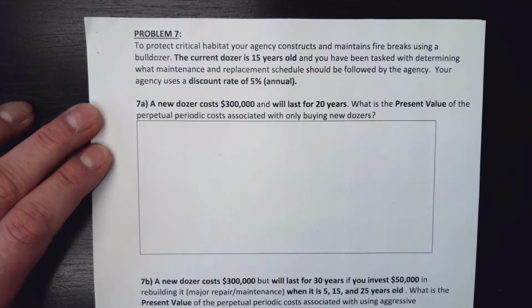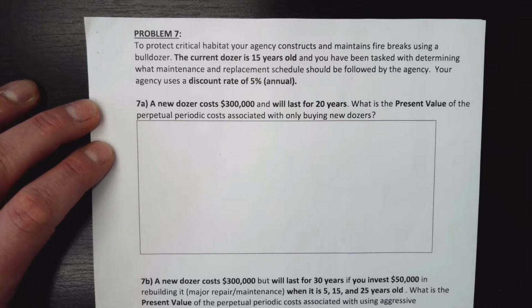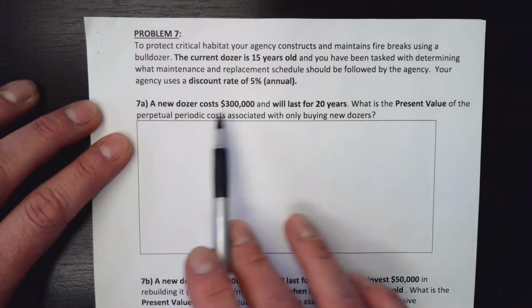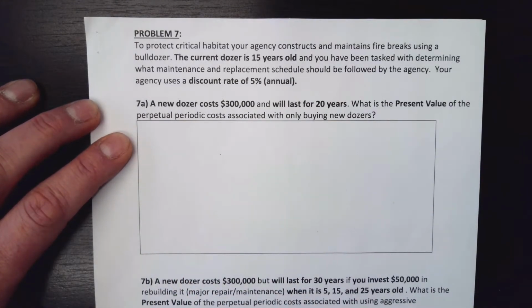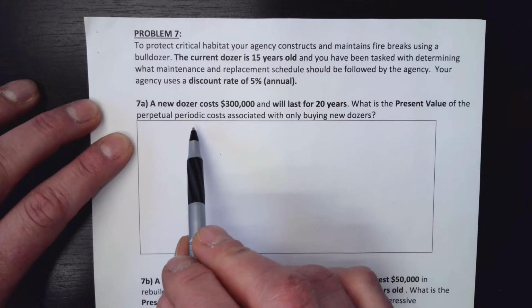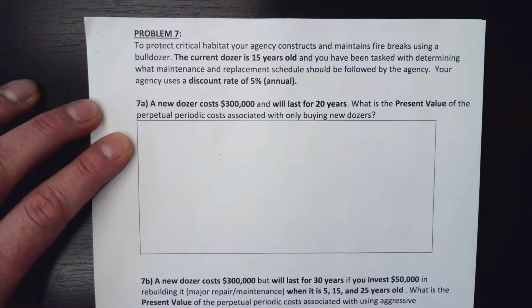To protect critical habitat, your agency constructs and maintains fire breaks using a bulldozer. The current dozer we have is 15 years old. And you've been tasked with determining what maintenance and replacement schedule should be followed by your agency. Your agency uses a 5% annual discount rate. So what you need to know for this first option is a new dozer costs $300,000 and would last for 20 years, right? What's the present value of a perpetual value of periodic costs associated with only buying new dozers?